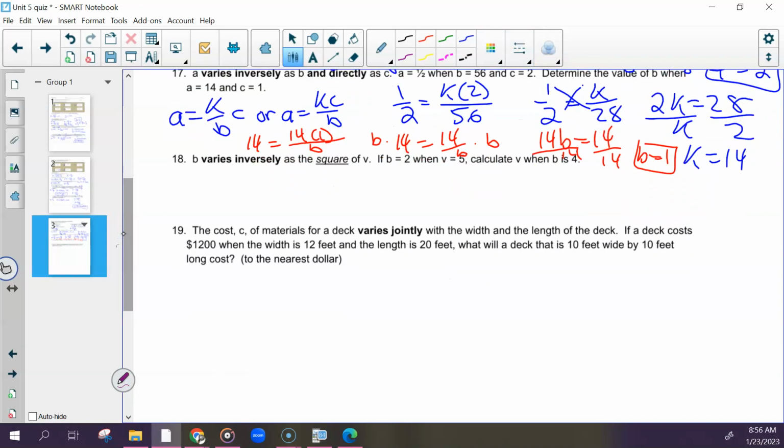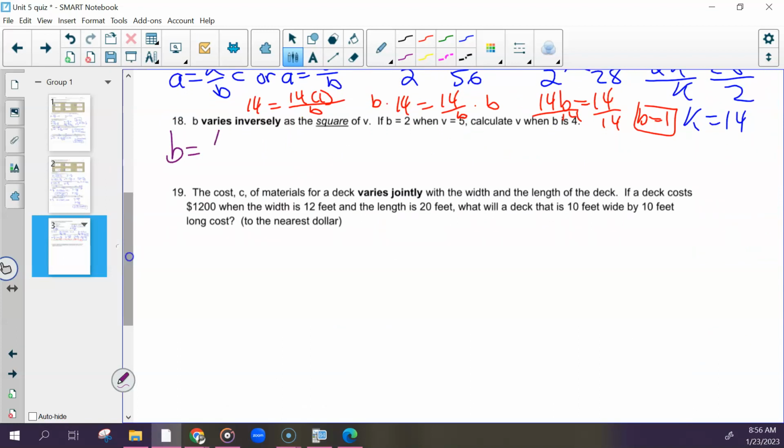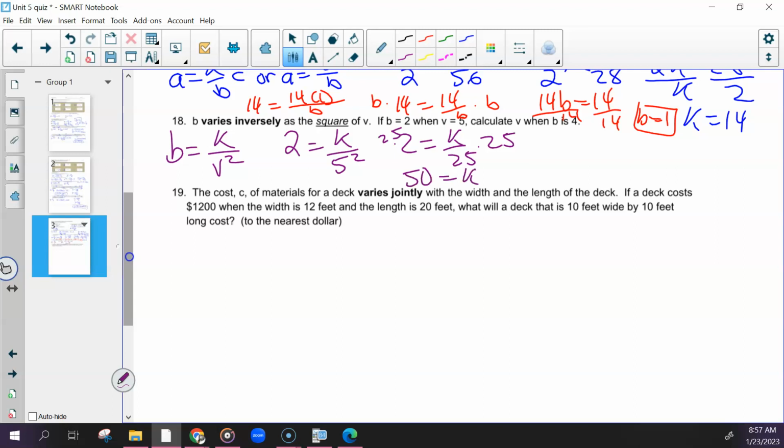B varies inversely as the square of v, not the square root. So similar to this, but not square root. So B equals K over v squared, should have been how you set that up. Then put in your numbers to find K. 2 equals K over 5 squared. You know that's 25. And then you can multiply 2 and 25. So those of you that got this far and got 50 were correct. It was just everything afterwards.